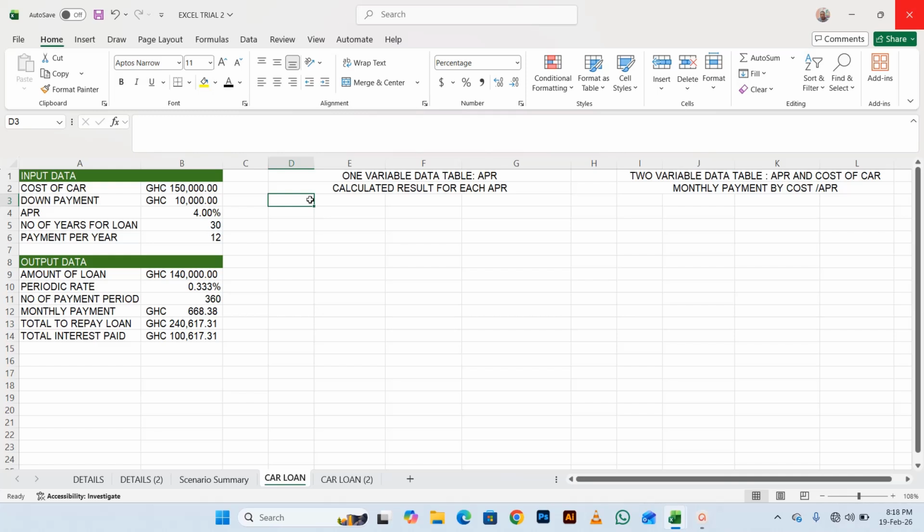So we want to create a substitute APR. We want to create a substitute what? APR. And with that, we can compare based on these results to compute the monthly and the other payments. So we start with APR. This is the APR. The APR will start from 4%, which is already in existence.